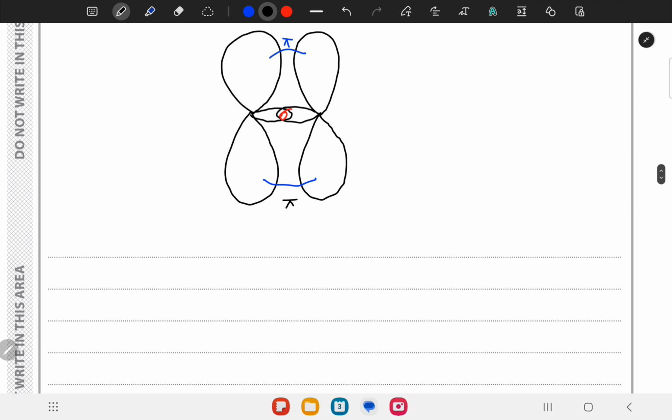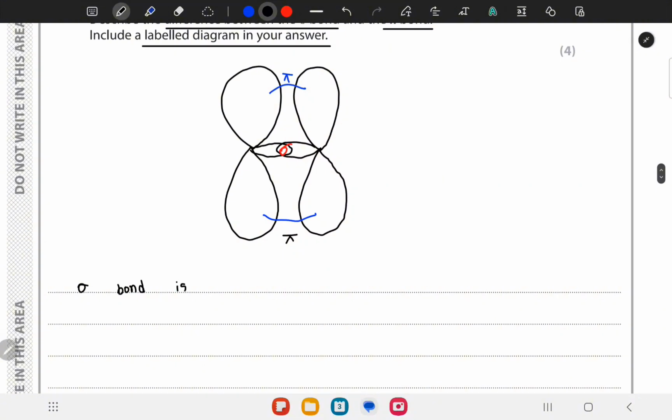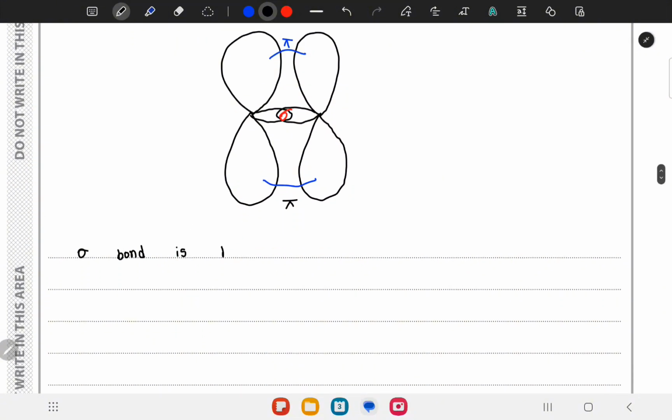Now we'll describe that the sigma bond is head-on overlap of orbitals, whereas the pi bond is the sideways overlap of orbitals.